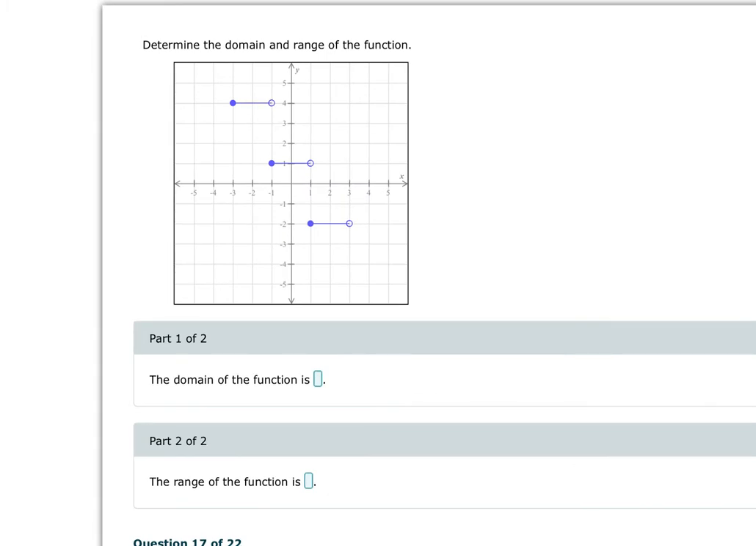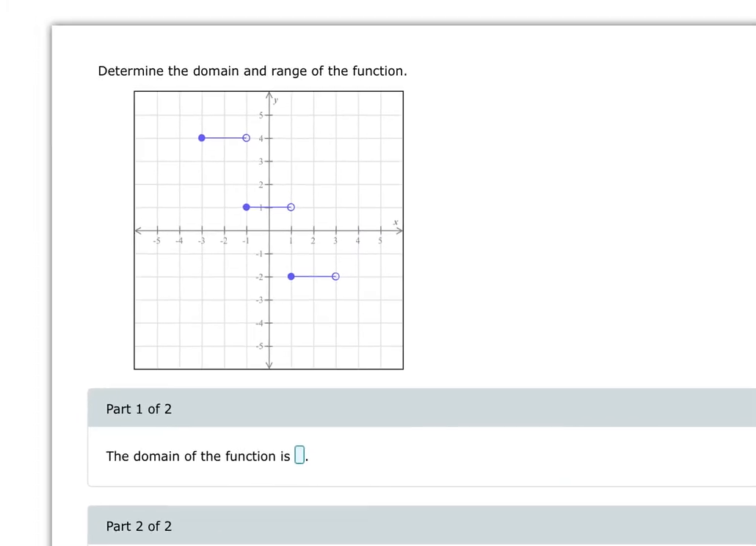Question number 16 is asking us about domain and range. Well, for domain, we're looking at our x values. So from left to right, where do we start having graph? Well, we start having graph right here at negative 3, and that has a closed circle, so that will get a bracket. And where do you stop having graph?